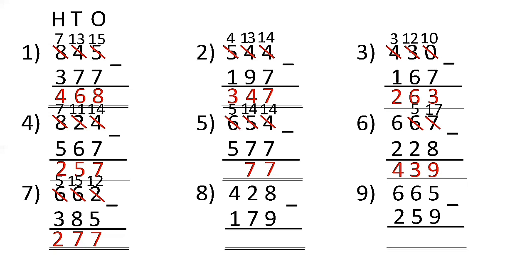Number 8, 428 minus 179. 8 minus 9 cannot be, so we need to borrow.